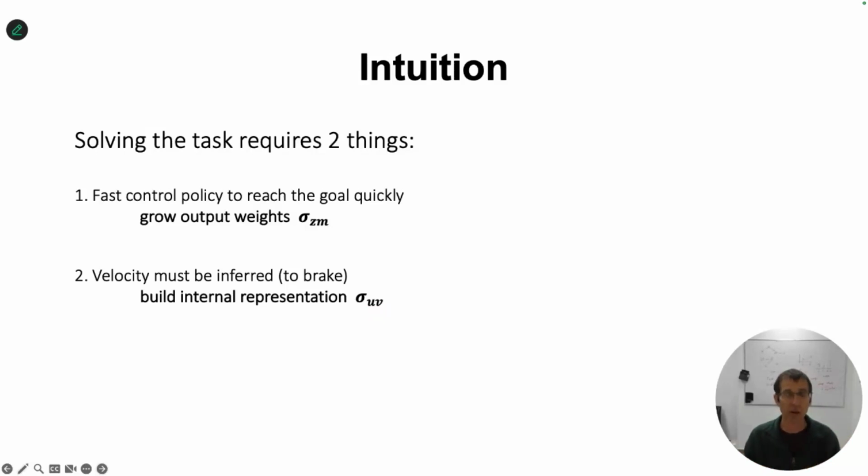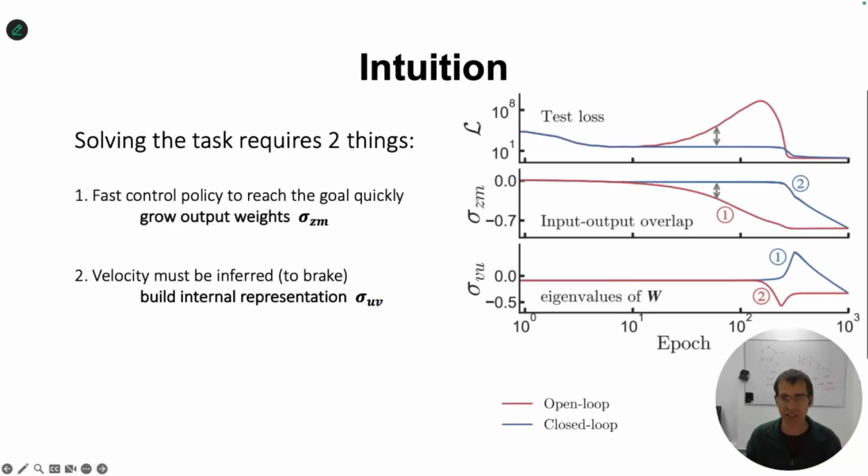So let's look at how these 2 overlaps develop in open and closed loop settings. First, let's look at the open loop, the red one. So you see that the first thing that happens is that the input-output overlaps grow. Only later, the eigenvalue changes, the VU overlap. On the other hand, if we look at the closed loop learning, then we see first we build the internal representation, only then do we really change the input-output overlaps.